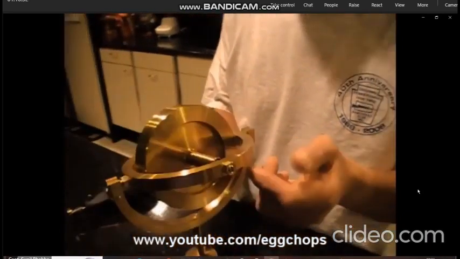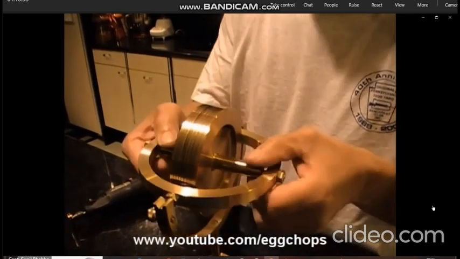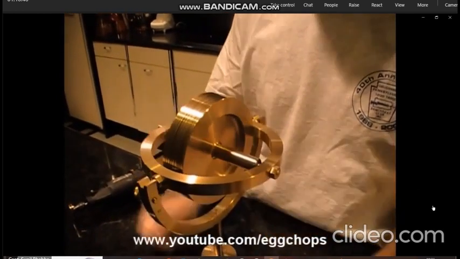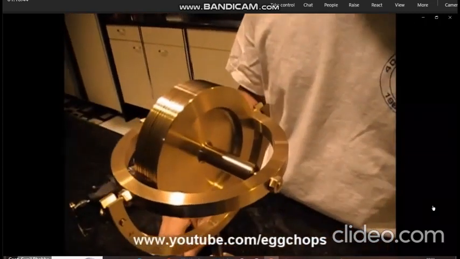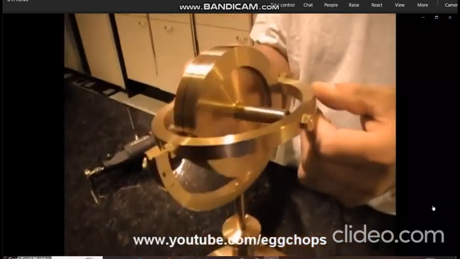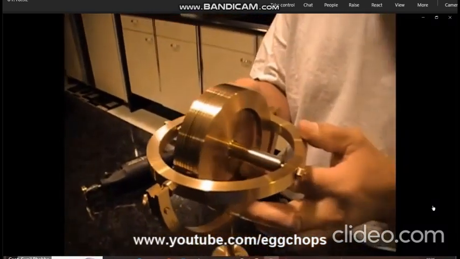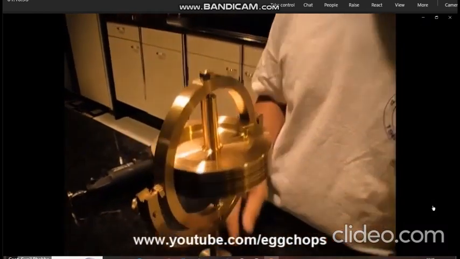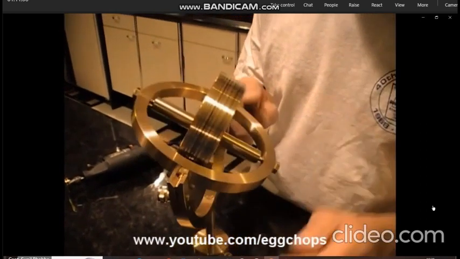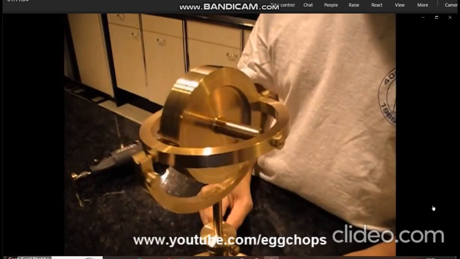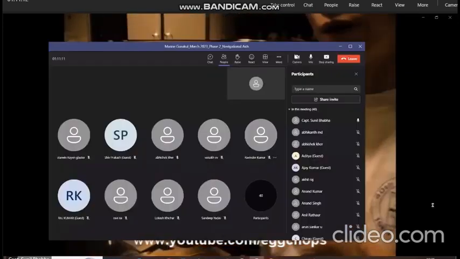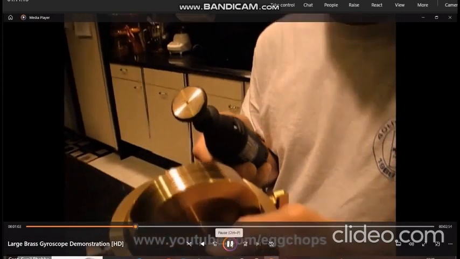This is an egg chop production, and we're going to demonstrate a gyroscope spinning. Over here we have a brass toy gyroscope. There's this brass flywheel that rotates in this axis, and it's on a gimbal. The gimbal is made to spin around this axis, and also on a vertical axis this way. What I'm about to do is spin this gyroscope using a Dremel with a little rubber wheel, and I can get this to spin about anywhere between 3,000 to 6,000 revolutions per minute.